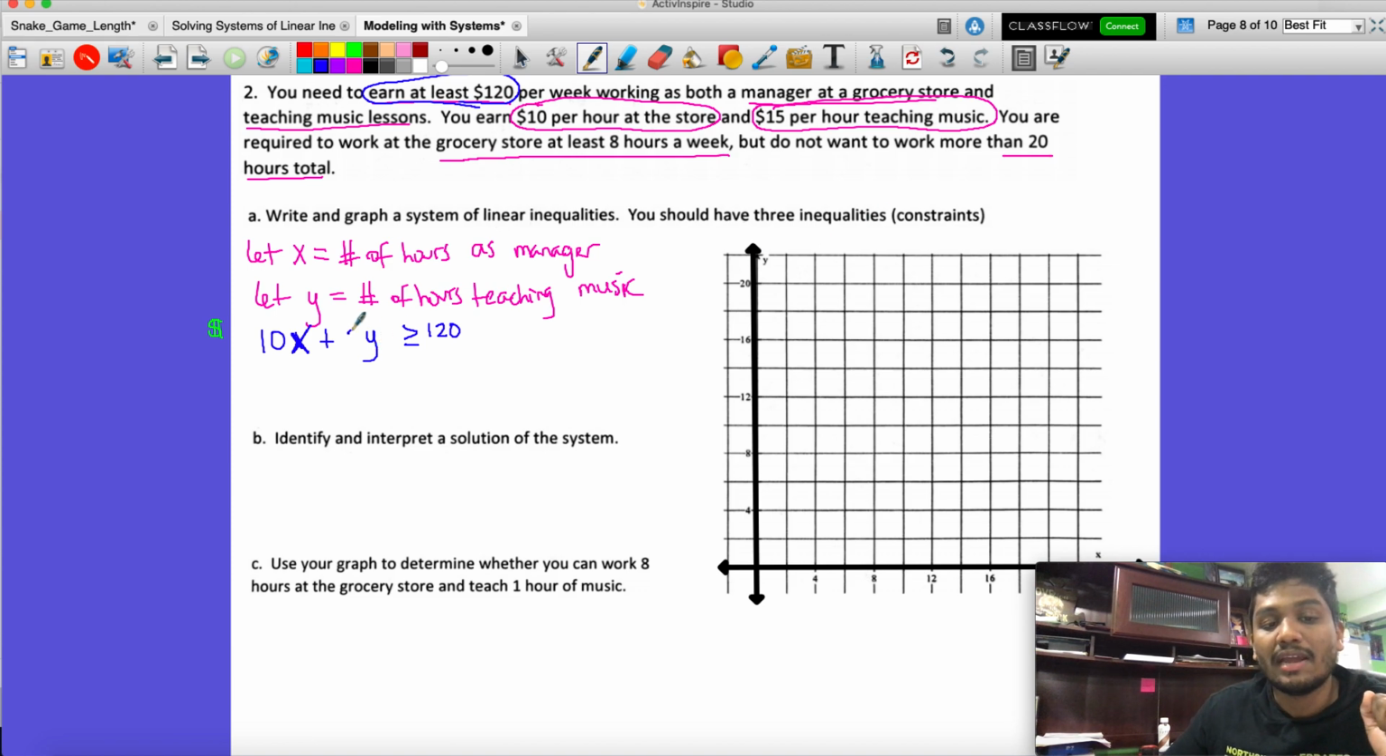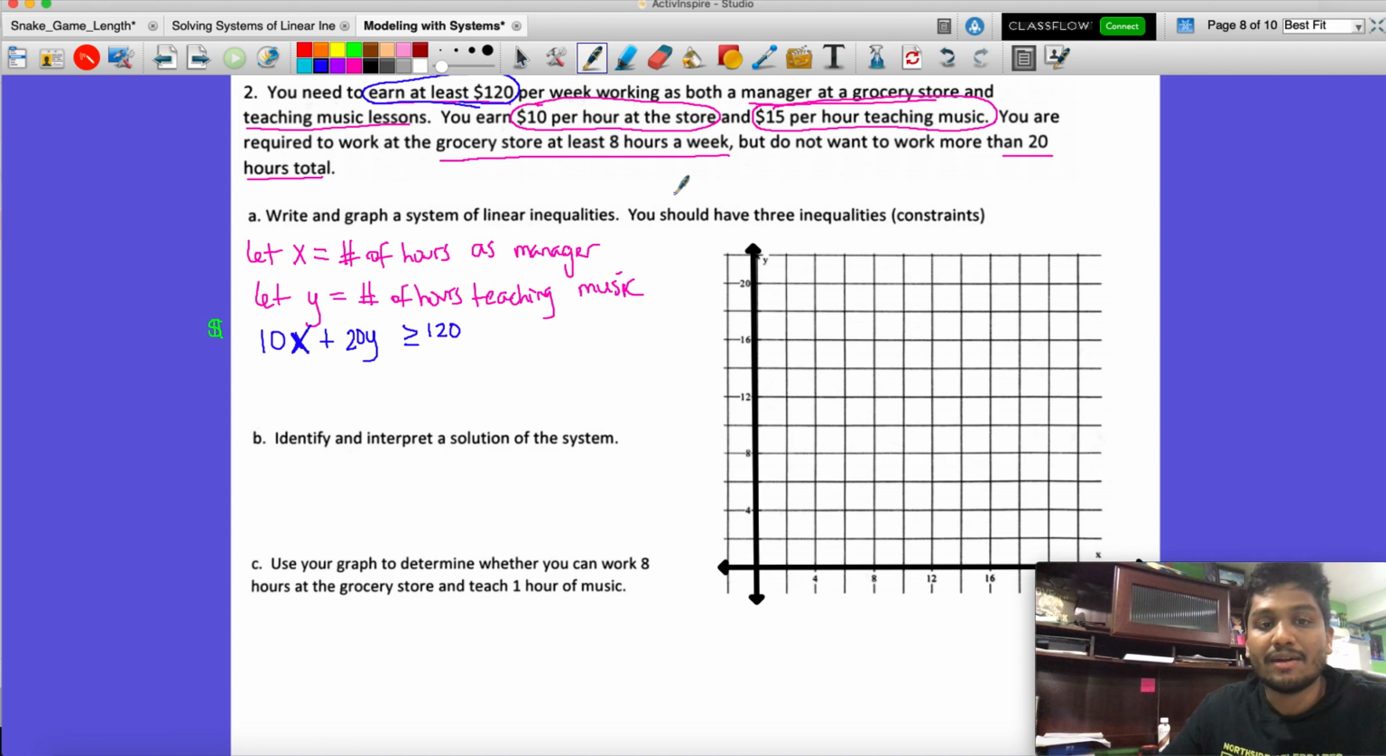However, if we add a 20 here, this tells us that he's making $20 for a specific number of hours teaching music. If he teaches music for 10 hours, he's going to make 10 times 20, $200 just from teaching music, okay? And this is our first inequality. So that's one of the three constraints.